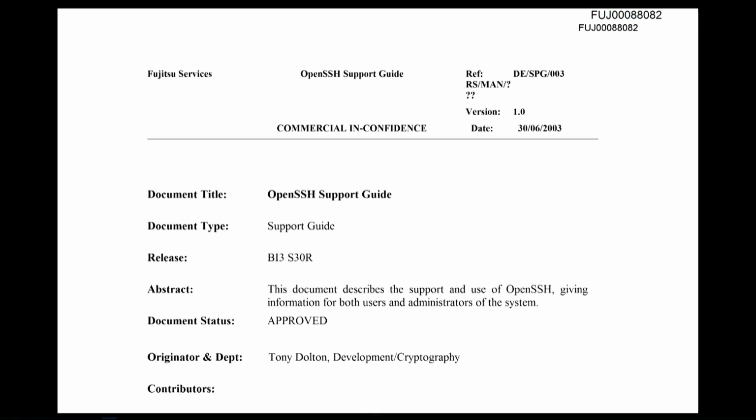Can we move forwards a year then, please, to FUJ 3088082? This is a document described as a support guide for the Open SSH. Can you recall what the Open SSH was? Yes, I do remember at some point the way we accessed counters and other systems as well changed, and SSH rings a bit of a bell, so yes, this is what we switched to.